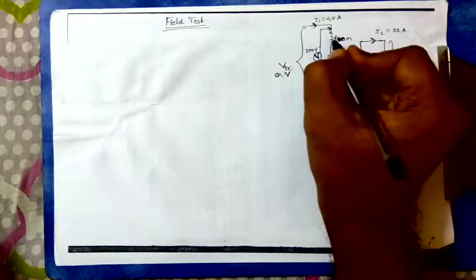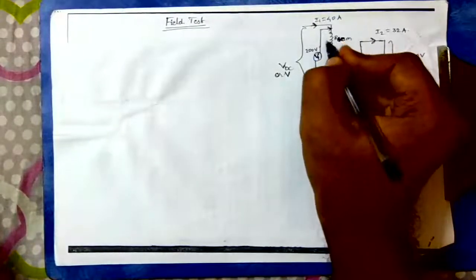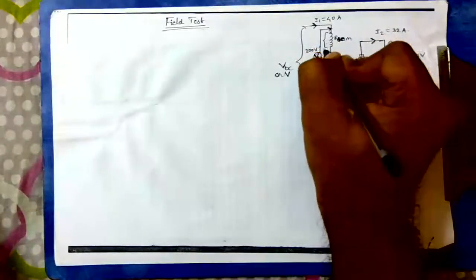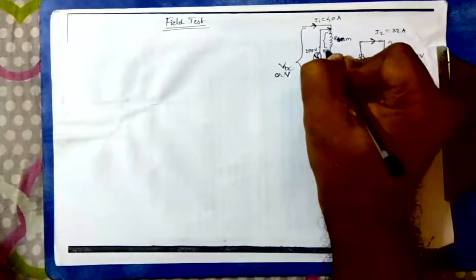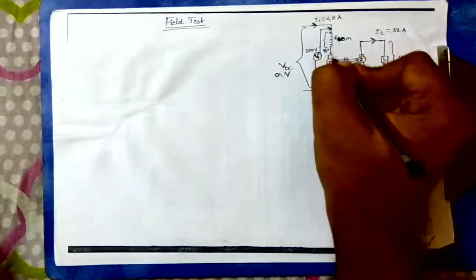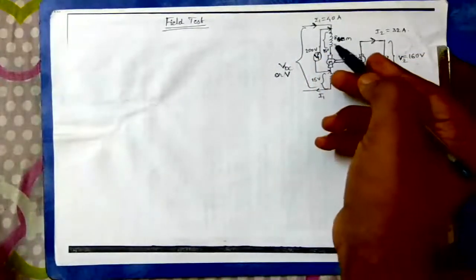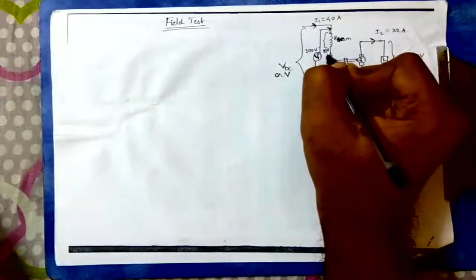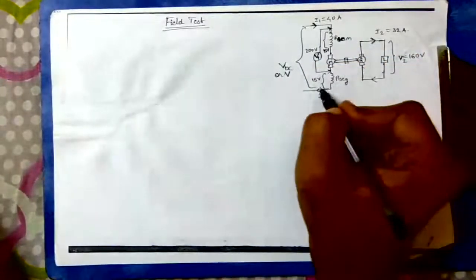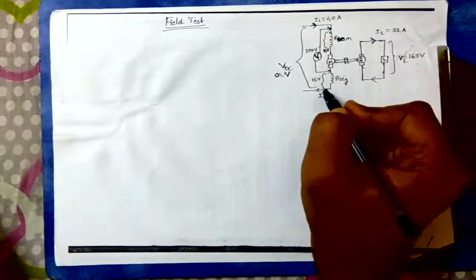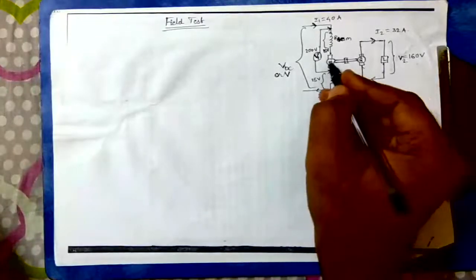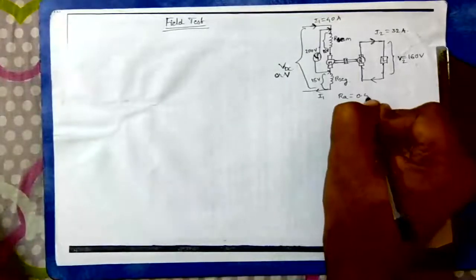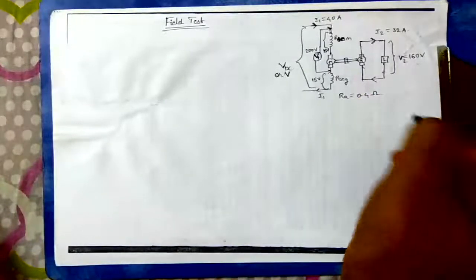The drop across the field winding of the motor is also 15 volt. Anyhow, it is not necessary, but if you want, you can write it down. 15 volt is the drop across the series field winding of the motor. It will not be helpful in the problem, but for the problem's sake I am going to write 15 volt here. Next, the armature resistance of each armature, of the motor as well as the generator, is 0.4 ohm.